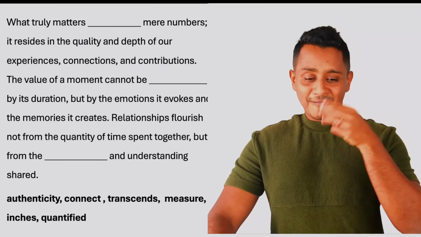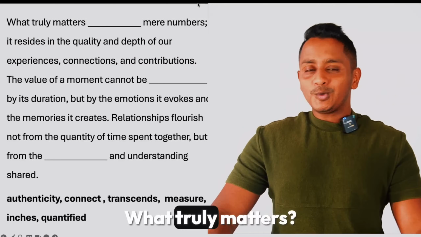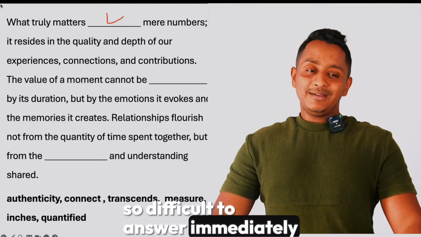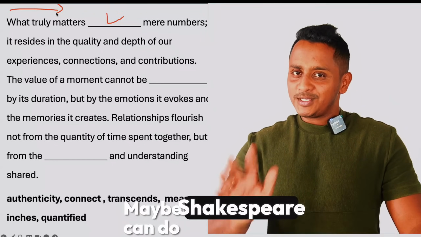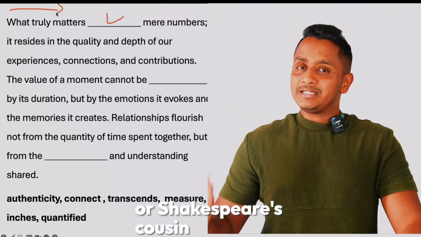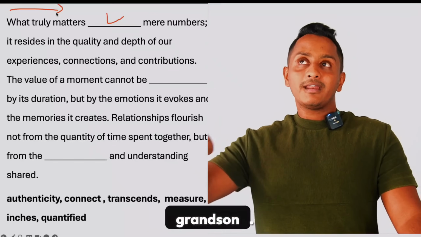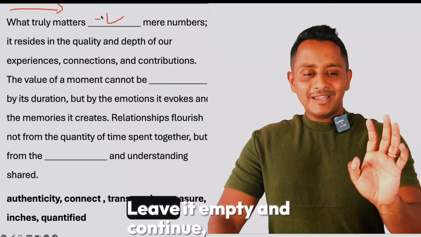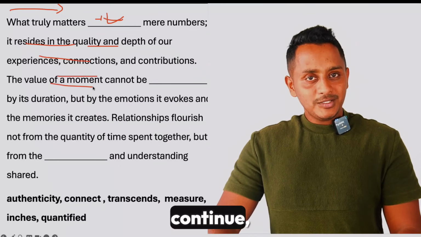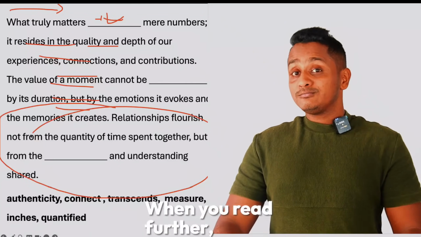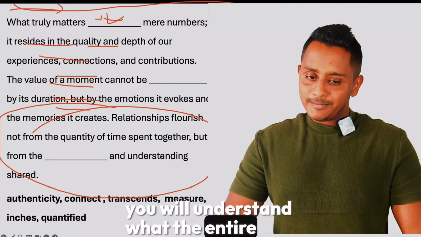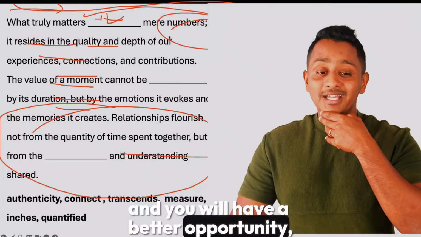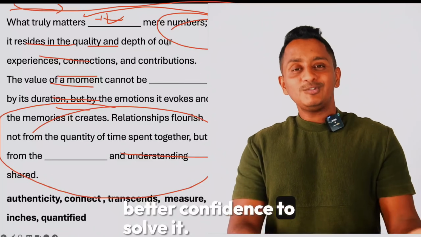For example, this question, the very first blank: what truly matters? See, the very first blank is so difficult to answer immediately once you start reading. Maybe Shakespeare can do it, or Shakespeare's wife, or cousin, son, grandson, great-great-grandson probably may, but not us. Correct? So it's okay, leave it empty and continue. Probably by here, when you read further, you will understand what the entire paragraph is all about, what it is doing with the numbers, and you will have a better skill set and confidence to solve it.